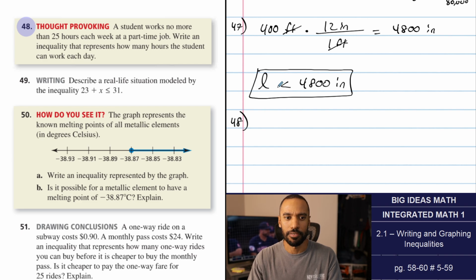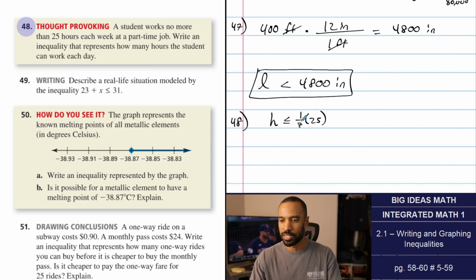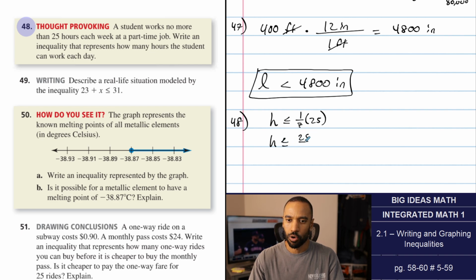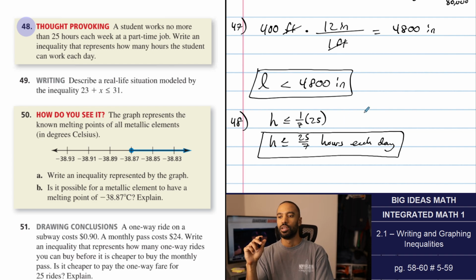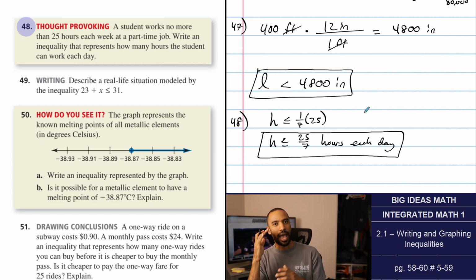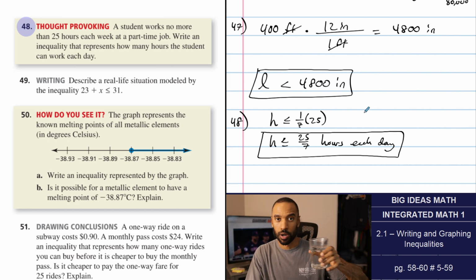If H is the number of hours each day they can work, they shouldn't work any more than 1/7 of 25, because 25 is the total number in the week. There are 7 days in a week, so we divide it by 7. I'm going to write it like that, actually: H is less than or equal to 25 over 7 hours each day. I don't know what that divides into. 3.5 something, 3.6, whatever. So like 3.5 hours a day is what you should work at most if you work each day.